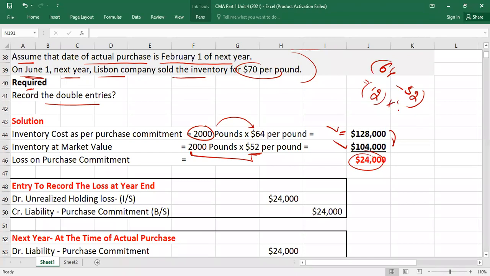And how many pounds are there? 2,000 pounds. Total loss is going to be 24,000. This loss you have to book. What entry will you pass? Guys, you will pass this entry at the end of the year.